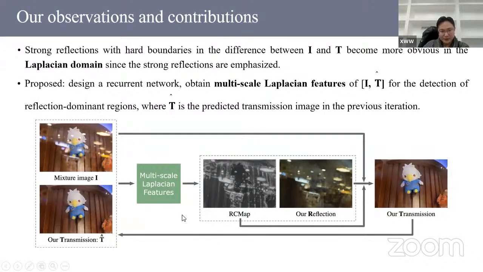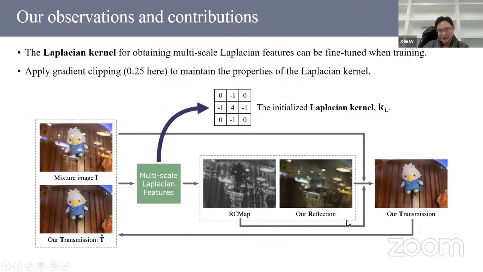So here are the stronger reflection detection results. We use multi-scale Laplacian features to detect the reflection area, so we call it the reflection confidence map. That means we detect some stronger reflections. You can see the white area indicates there are stronger reflections. This is the predicted reflection layer, and this is the recovered transmission layer. We use the original Laplacian operator as the initialization, and we train the network to learn the weights of the Laplacian kernel.